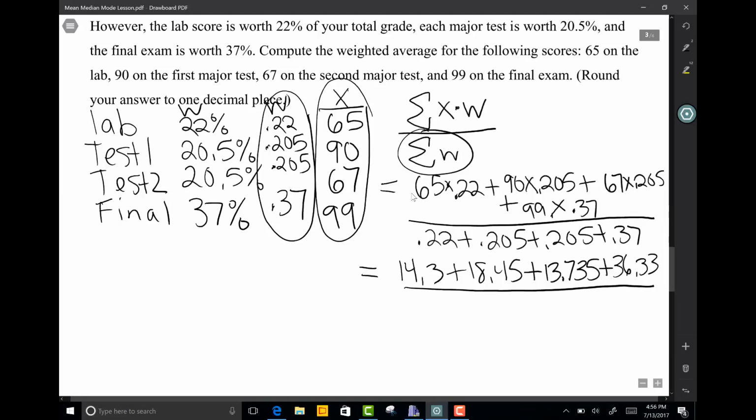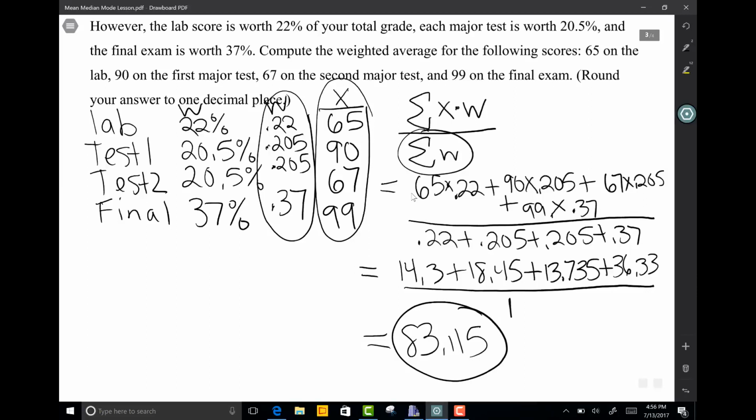And then I'm going to divide that by all my weights added up. So 0.22 plus 0.205 plus 0.205 plus 0.37. That totals to 1. Then I'm going to add all these up and divide by 1. And I'm going to get a final answer of 83.115. So this would be your final grade in the class, 83% approximately.